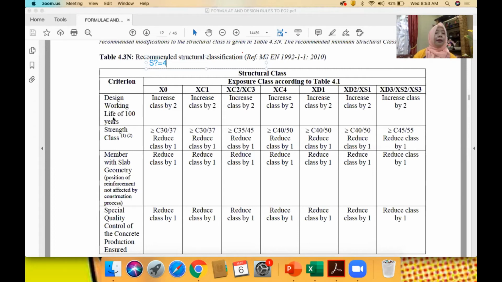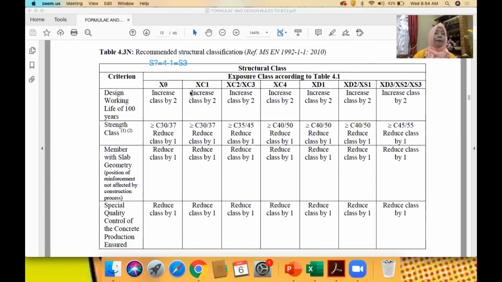Here, strength classes. Our concrete is 30, so you don't reduce it because our concrete is 30 just now. If you put 35, then you need to reduce by 1. So we don't minus here. Member with slab geometry, so reduce by 1. Special quality control: let's say we don't bother about quality control, so we have S3.